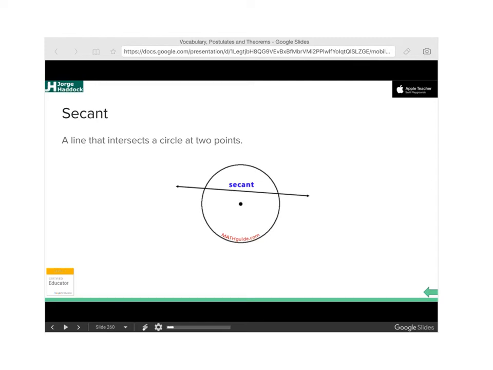Hi. So in this lesson, we're going to be working with some other parts of the circle. The first one is the secant. The secant is a line that intersects a circle at 2 points. So a line that crosses through the circle is a secant, right?